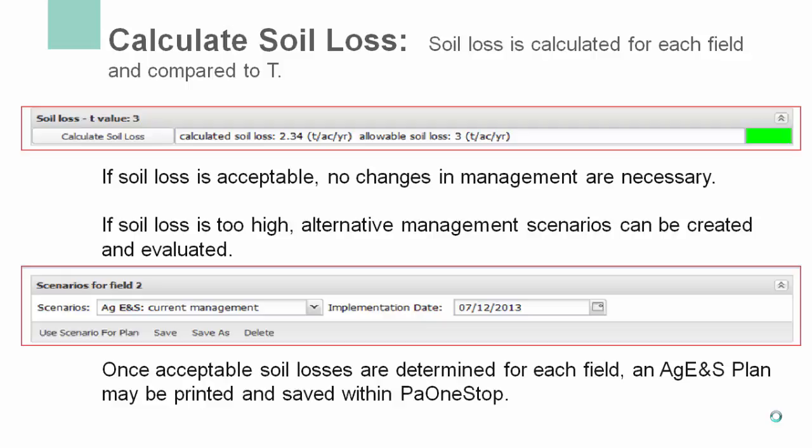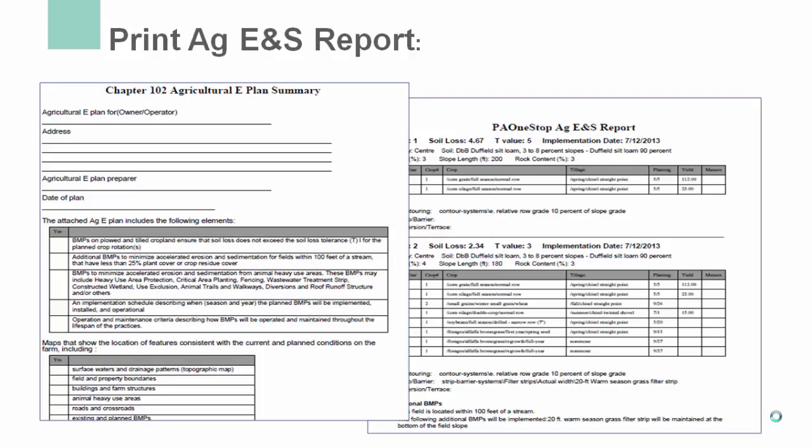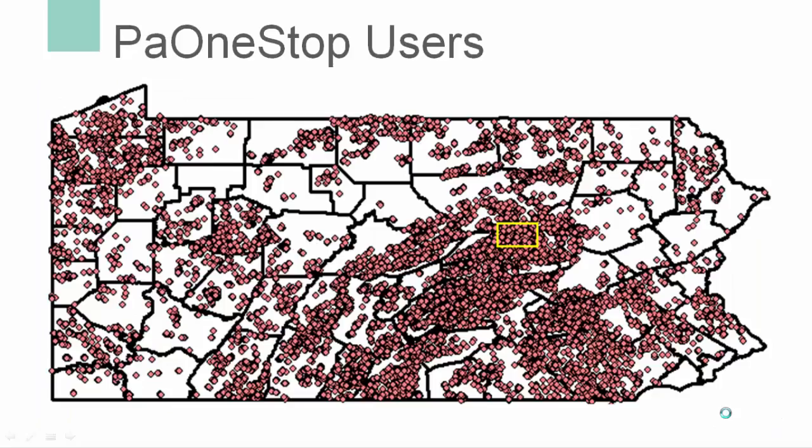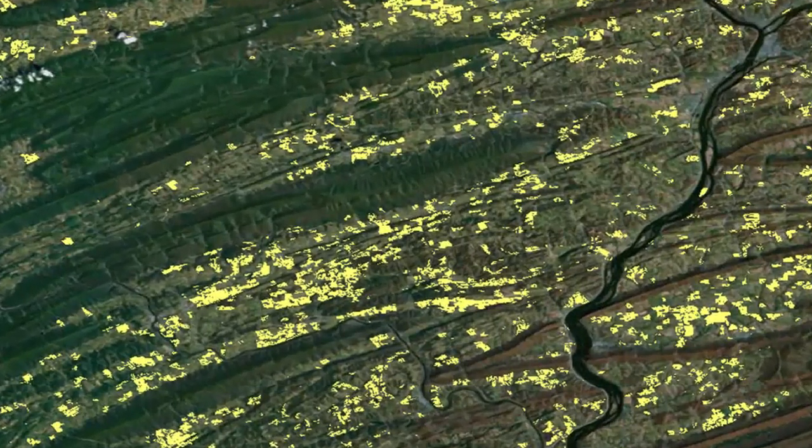Once acceptable soil losses are determined for each field, an AGENS plan can be printed describing details of all the information entered within PAOneStop. Use of PAOneStop is increasing rapidly. As of May 2016, over 4,000 users had conducted mapping on 13,000 farms, mapping over 100,000 fields and 60,000 farm features.